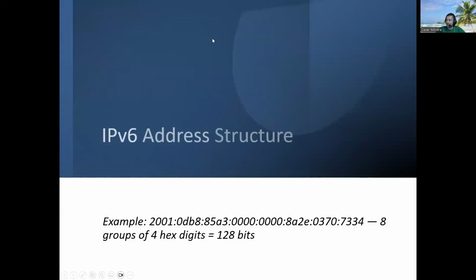And now we have an example of an IPv6 address and IPv6 structure. We have hexadecimal values here: 1, 2, 3, 4, 5, 6, 7, 8. We have a total of 8 groups of 4 hexadecimal digits, and this sums up to 128 bits in total.